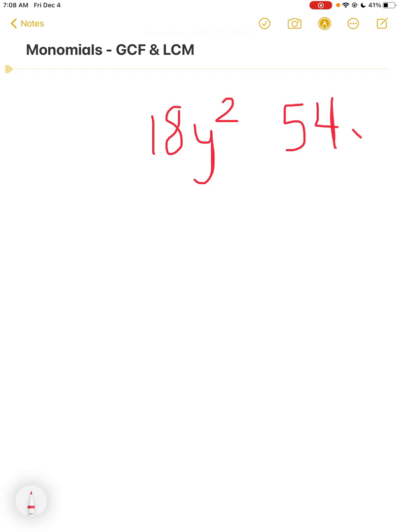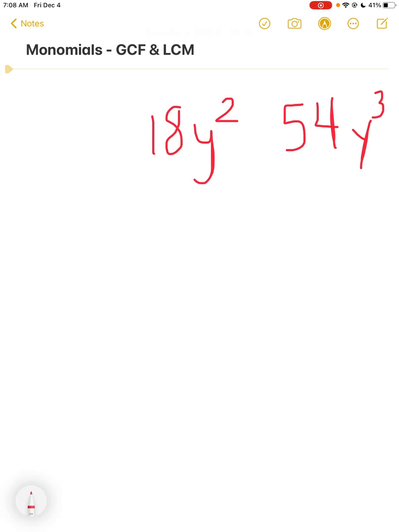Today I'm going to talk you through monomials and how we find the GCF and LCM of numbers that involve variables. So for an example, we might start out with a set of numbers like this. 18 times y to the second, and another number might be 54 times y to the third. So those y's are connected to those numbers, which means times, and this is kind of the setup that we'll see.